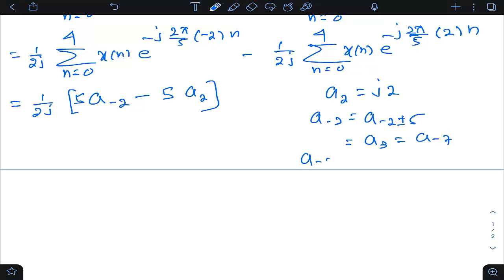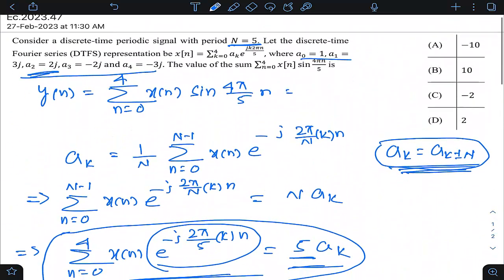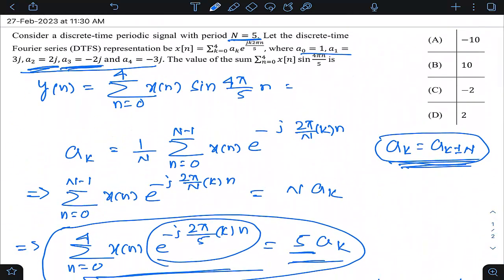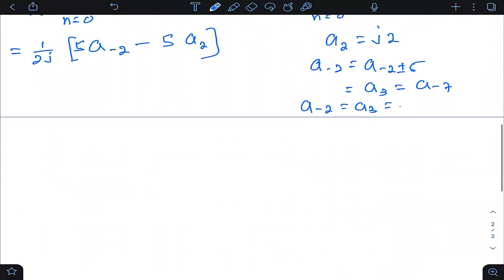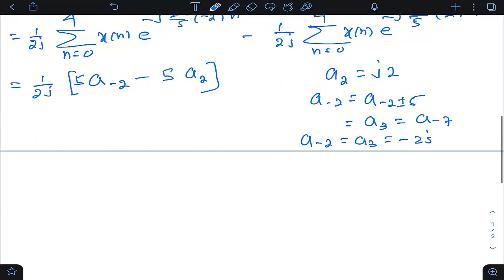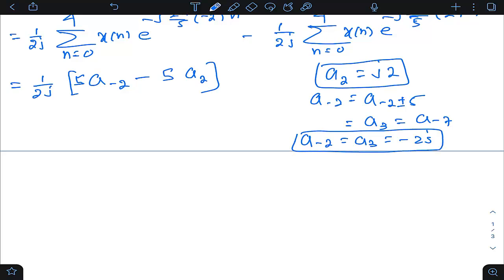So a of minus 2 is equal to a of 3, and a of 3 is given in the question. So a of 3, if you see, student, this is given as minus 2j. In this you need two data: a of 2, whose value is j2, and a of minus 2, which is equivalent to a of 3, which is minus 2j.